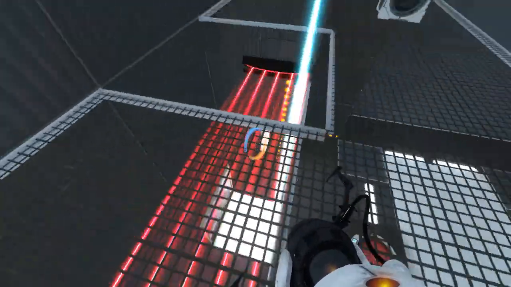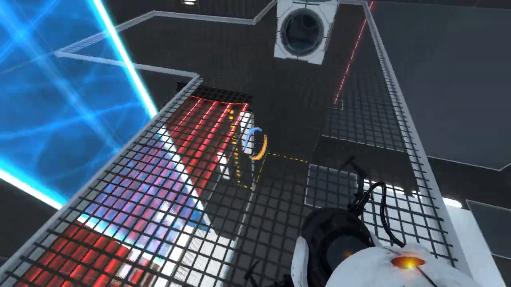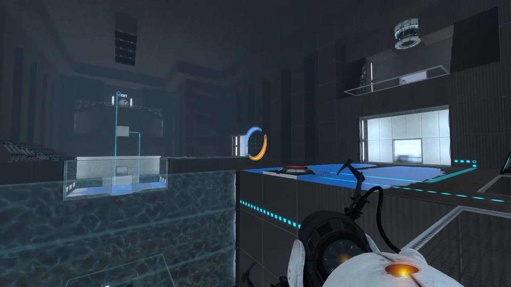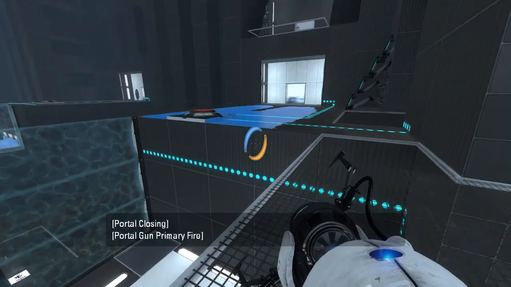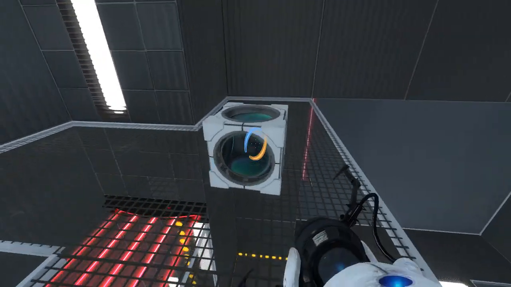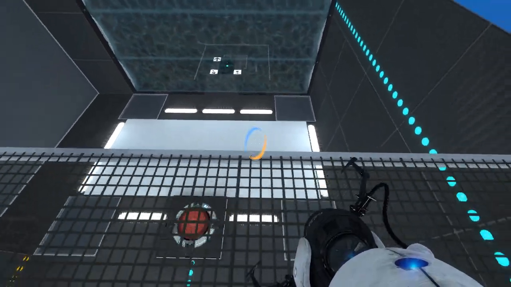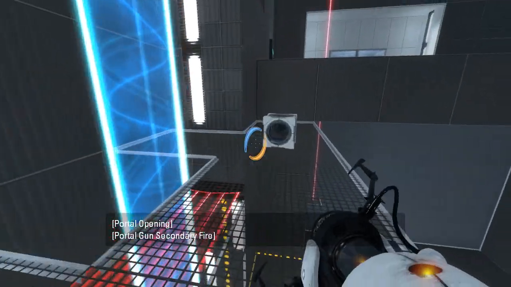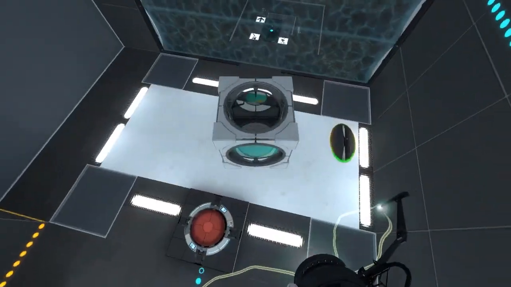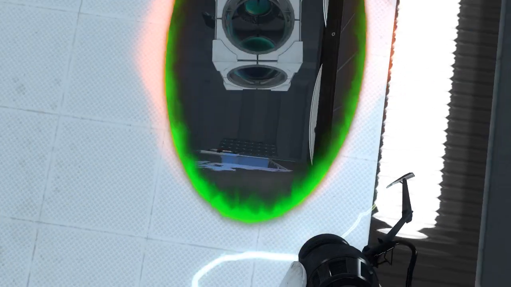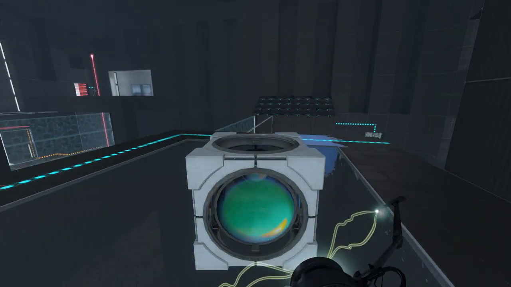Why is this like this? Oh, 'cause this laser field can be turned off, apparently. That is very, very concerning, actually. Let's go see what this does for us.